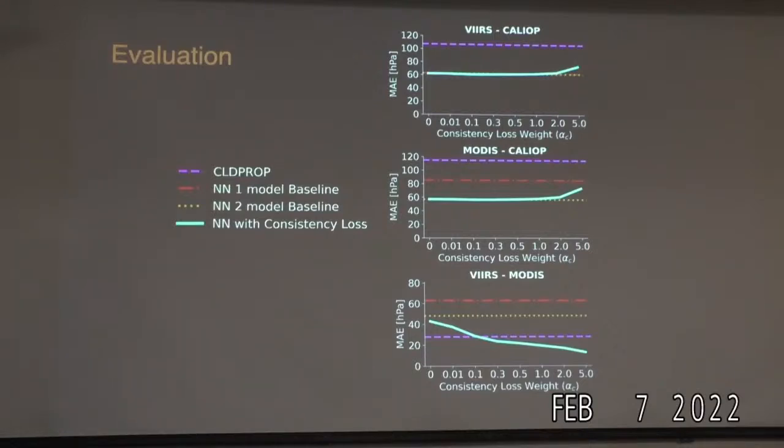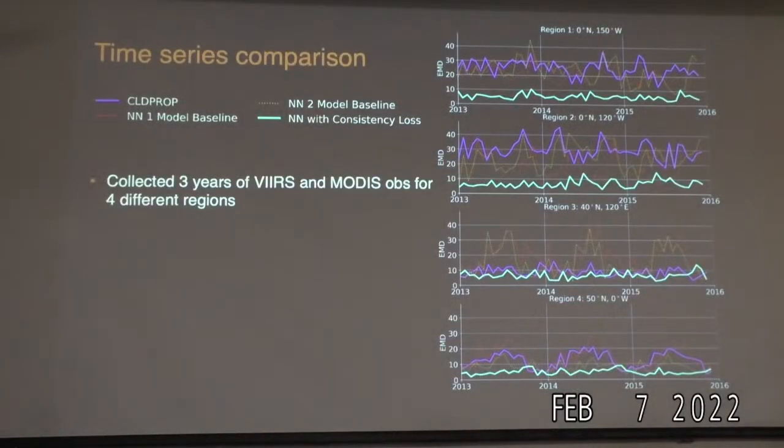But there's a problem with this analysis. It's right here. This is done on the Ray-matched data set. It's not globally representative. So to address that, I collected 3 years of VIIRS and MODIS observations over 4 different regions that are not well represented in our previous testing data set.